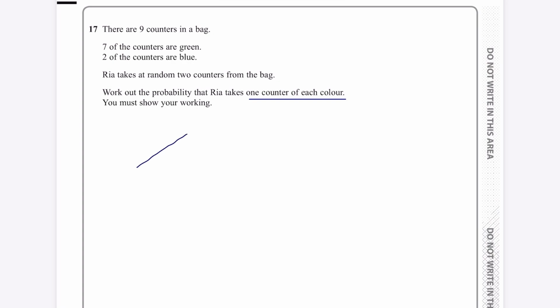So a line there, and a nice straight line there. So there's green and there's blue. The probability that she takes a green is 7 out of 9, so you can see that total is 9. The probability that she takes a blue is 2 out of 9. So this is the first pick. And then once she's done the first pick, you just write that there. That's green, that's blue, and that's going to be green.